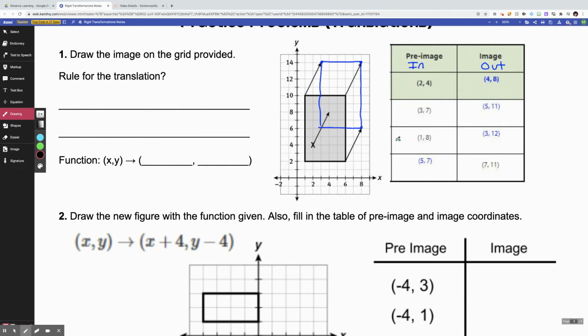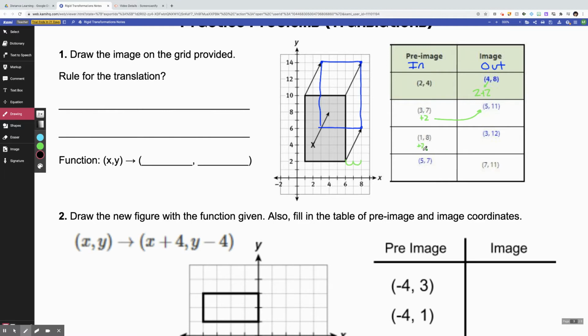So we can see from the arrows, the directed line segments, that I'm moving 2 spaces to the right, which is exactly what's happening in all of these, right? 4 is 2 plus 2. If I do 3 plus 2, I get 5.